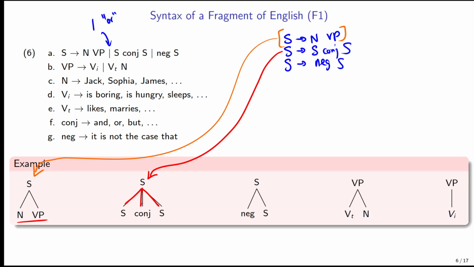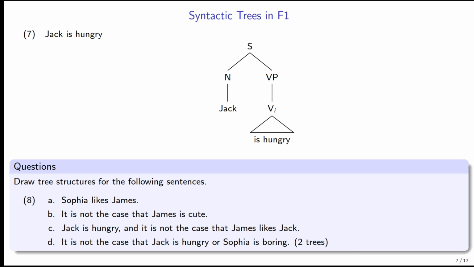Verb phrases can be broken down into transitive verbs. That's what the T means, transitive. So he likes her, that has a noun beside it, or intransitive verbs like VI. And in intransitive verbs, we have predicate adjectives as well. So like is boring, is hungry, is tall. These will all count as intransitive verbs in our system. And or but, all of our operators will go under conjunction, except for it is not the case that, which goes under negation.